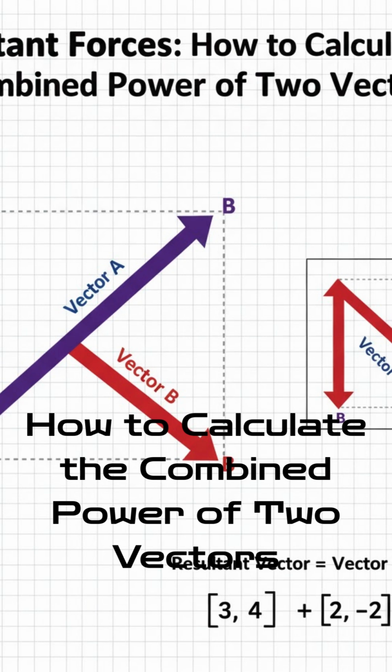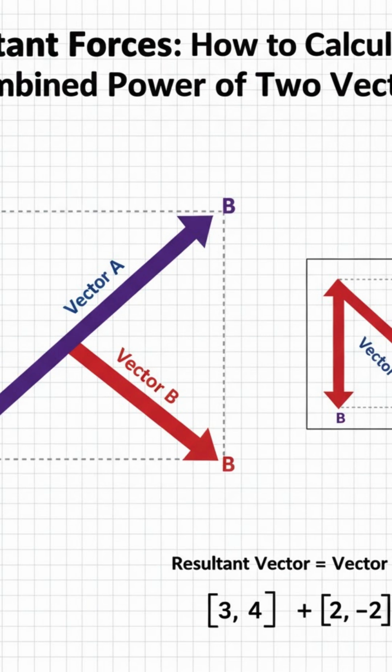How to calculate the combined power of two vectors. In simple terms, vectors are quantities that have size (how strong) and direction (which way). When two vectors work together, we find their combined power by calculating the resultant vector.